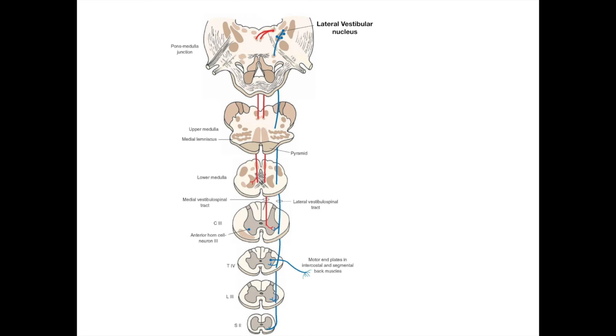There are two vestibulospinal tracts. The lateral vestibulospinal tract is the largest. But there is also a medial vestibulospinal tract. And that is only indicated here by the arrow.